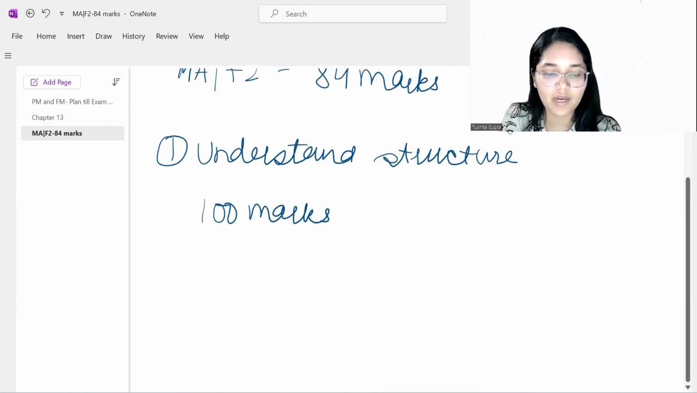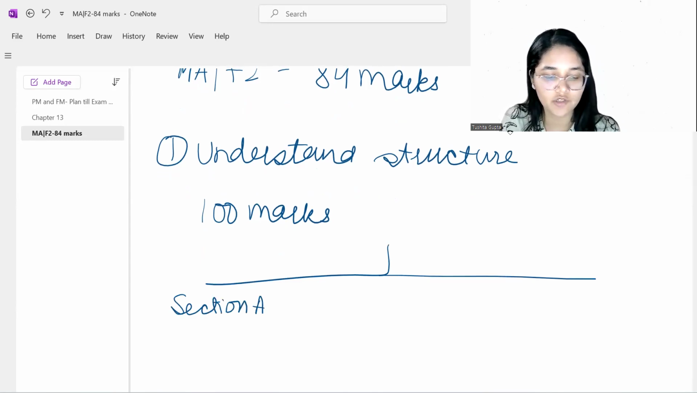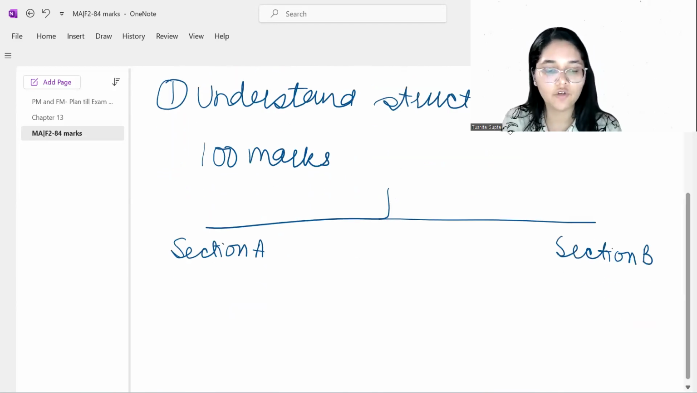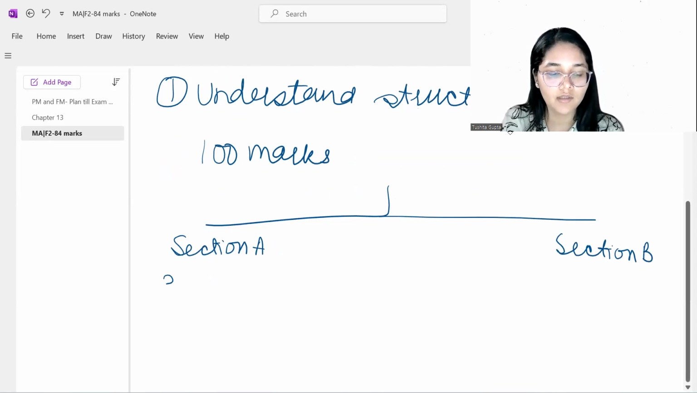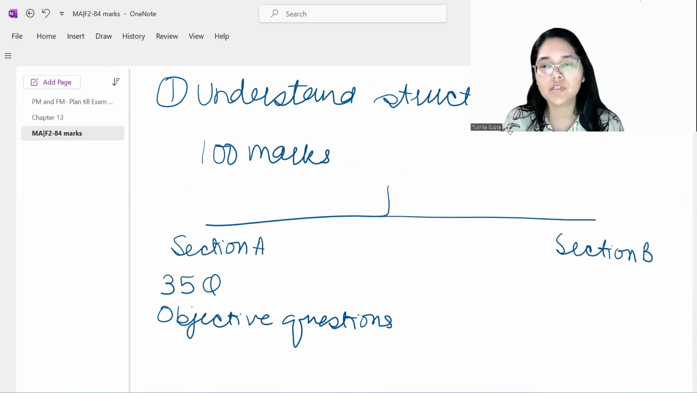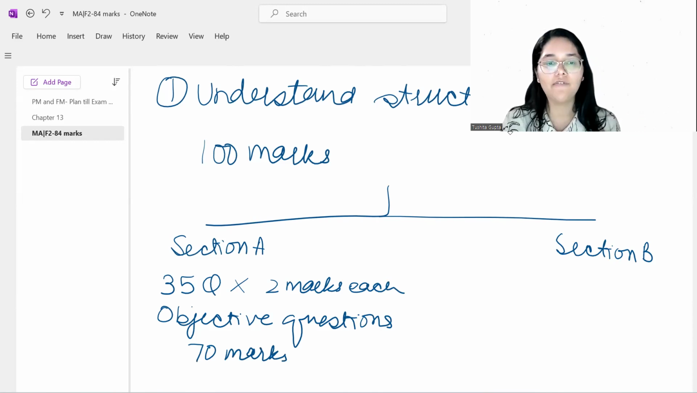Now, the exam comprises two sections. The 100 marks are divided into two sections: first is your section A and second is your section B. In section A, you will have 35 objective questions. These will be MCQs, fill in the blanks, matching, or selecting true or false. This is what we mean by objective questions. Each question will carry 2 marks, so your total for section A becomes 35 into 2, which is 70 marks.